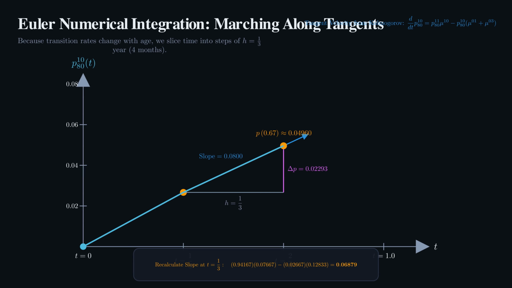At t equals 1/3, we recalculate the slope. 0.94167 times 0.07667 minus 0.02667 times 0.12833, which is 0.06879. The path tilts down as the rates age.